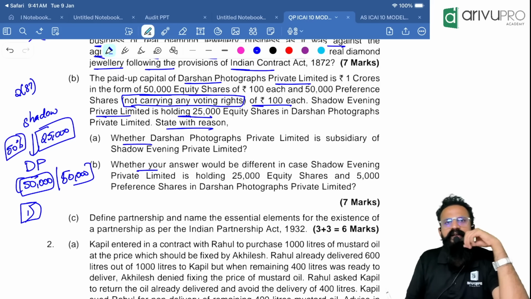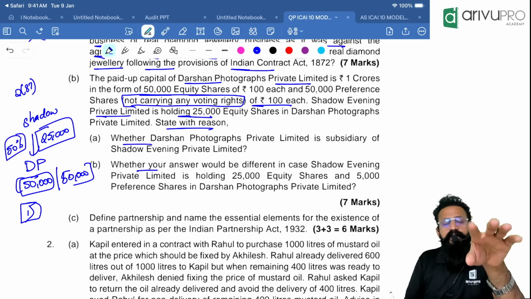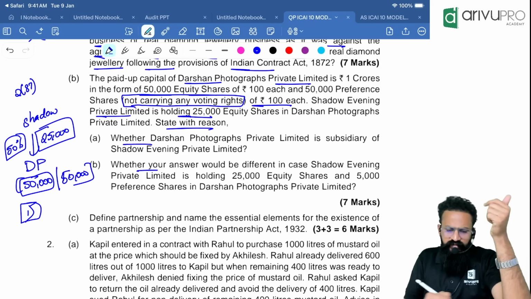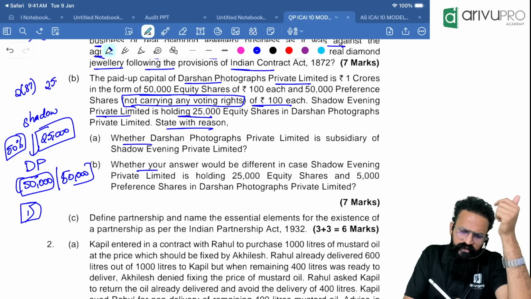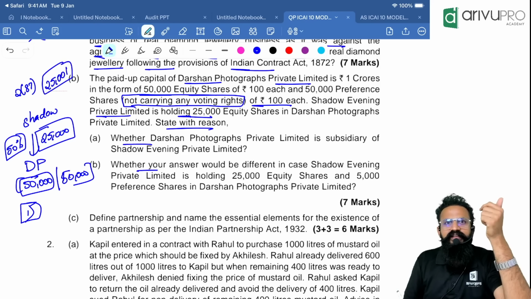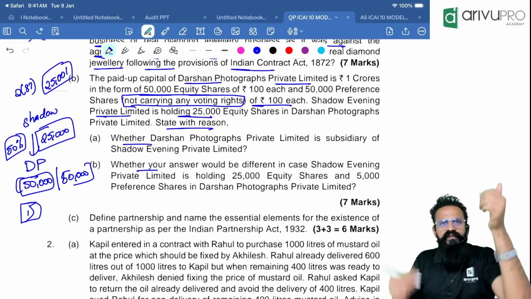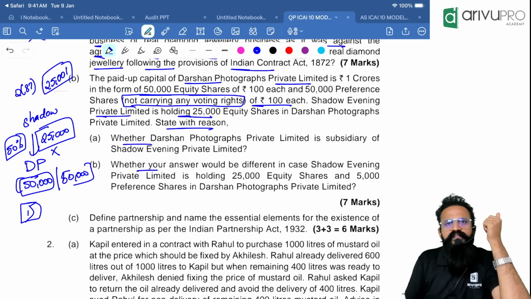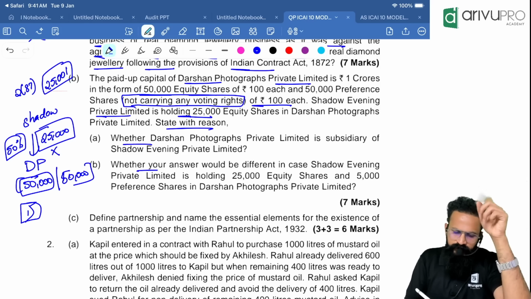When will a company become a subsidiary company? Whenever a company holds more than 1/2. That means you should hold at least 25,001 shares. That is when it becomes more than 1/2. In this case, it is exactly 25,000. So it will not be considered a subsidiary company.